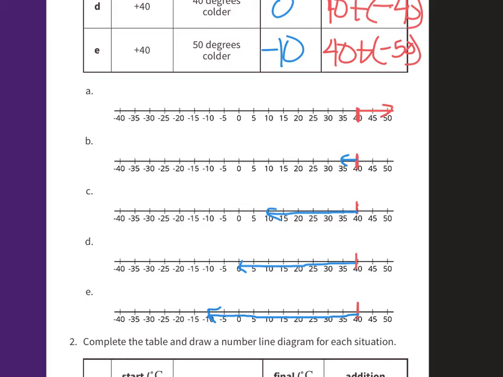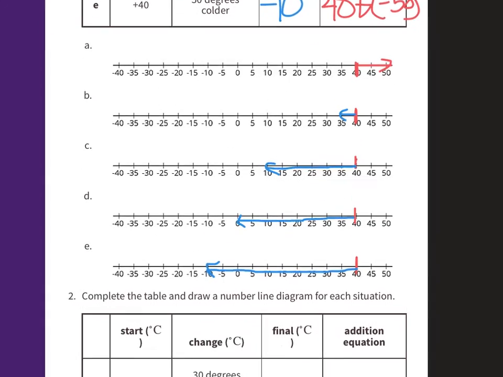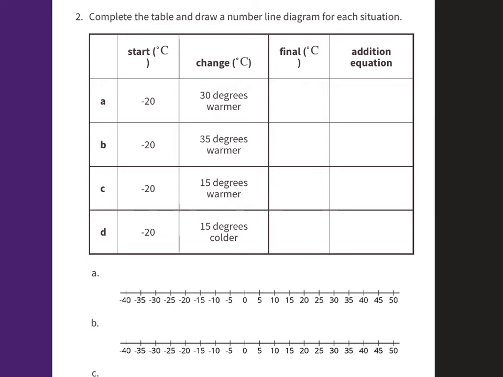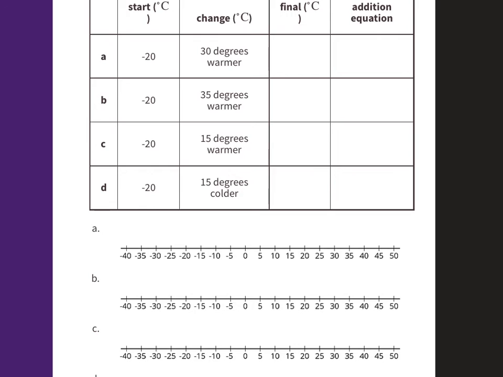This is on page 17. Okay, it says complete the table and draw a number line. So same thing we've been doing. Now we're just starting with a negative number instead of a positive number. So we're going to start with negative 20. So negative 20 is here.